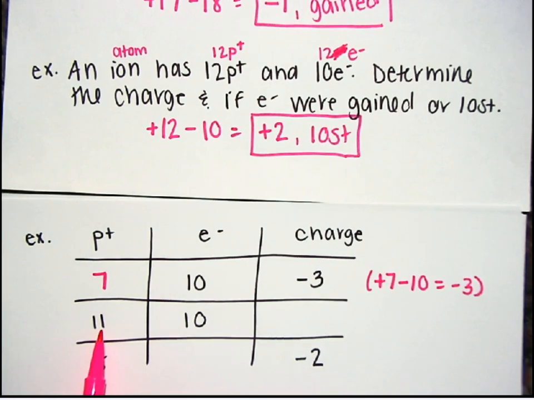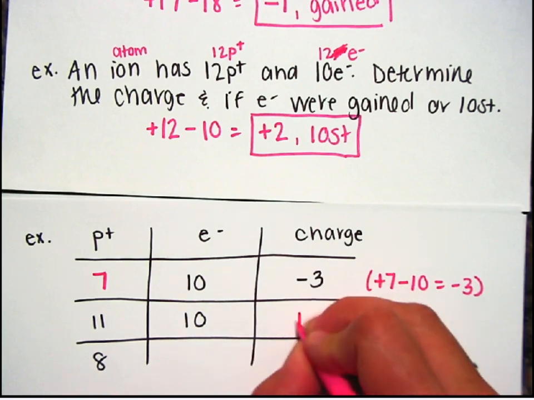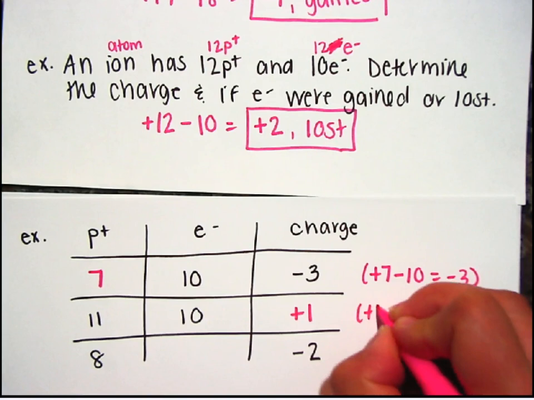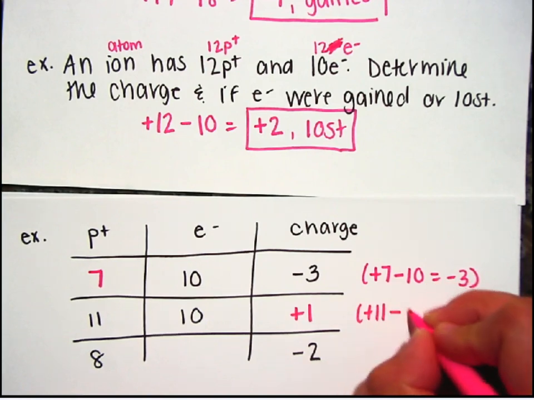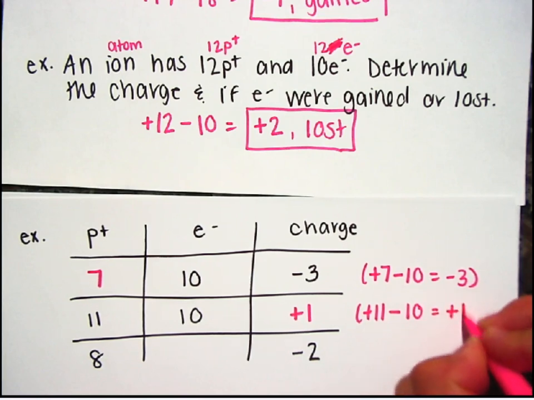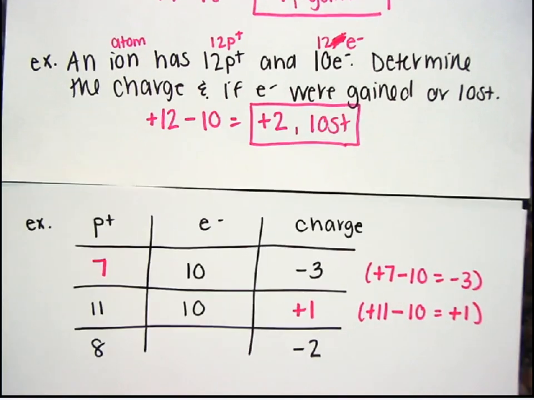I have 1 more proton, and protons are positive. Again, we could do the math. 11 protons, 11 positives, 10 electrons, 10 negatives. My net charge would be a plus 1.